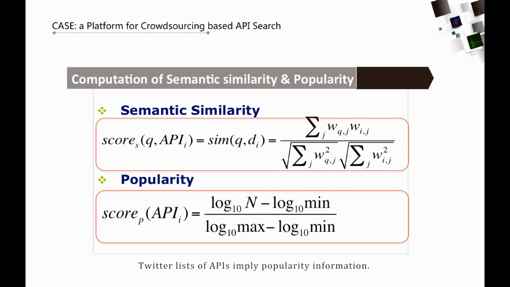Twitter lists of APIs imply popularity information. The intuition is that the more user-created lists including an API, the more popular this API is. Consider the large gap between the number of lists of different APIs. We normalize the number of lists into 0 to 1 with its logarithmic form. The popularity-based rank score is defined as score P.